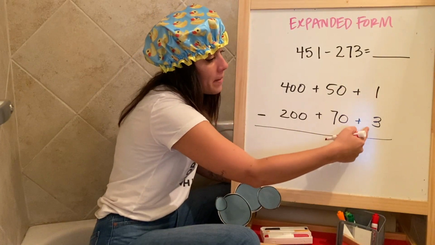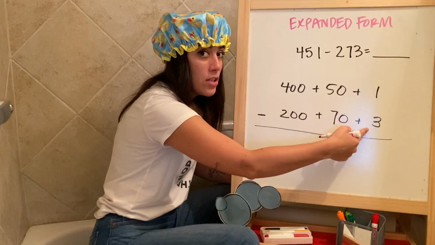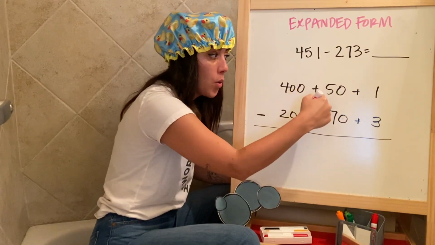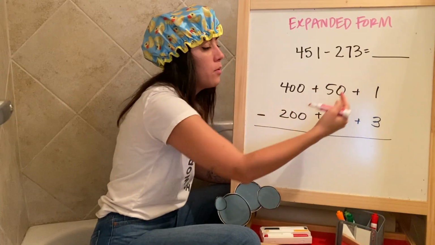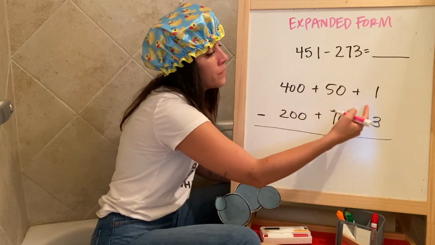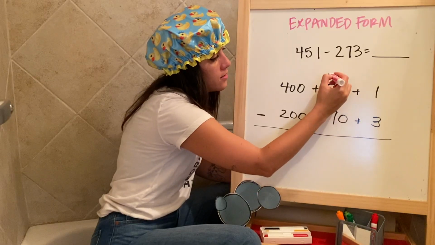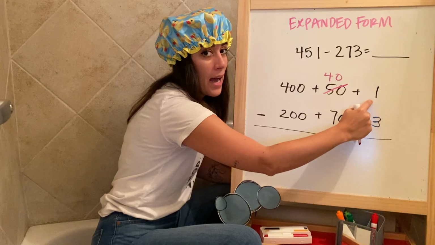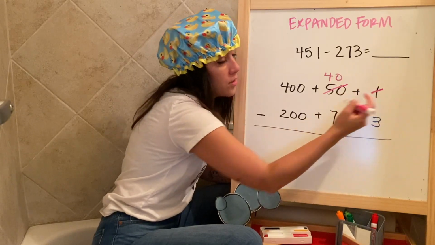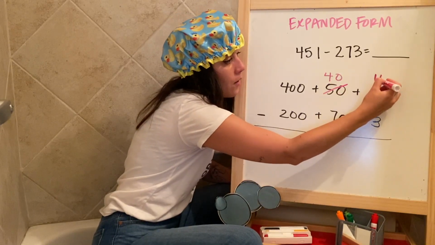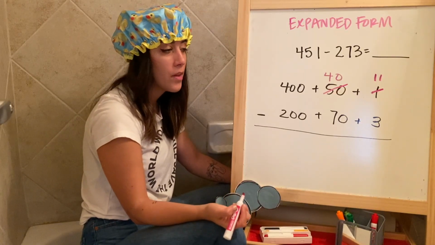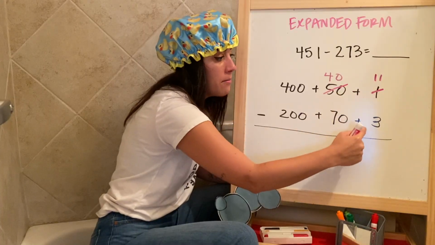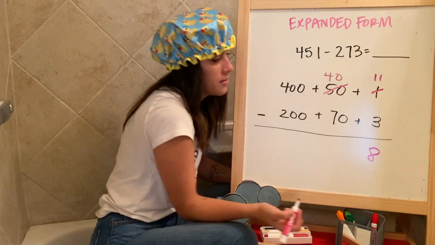1 minus 3, can't do that. I need to borrow from here. I'm going to borrow from the tens place value, so it's going to carry a tens place value into my 1. Let me show you. I'm going to borrow from here. This is going to turn into 40 because I took 10 away. I'm adding the 10 to the 1. So instead of 1 minus 3, it's now 11 minus 3. I borrowed 10. I moved it over. Now it is 11. 11 minus 3 is 8.